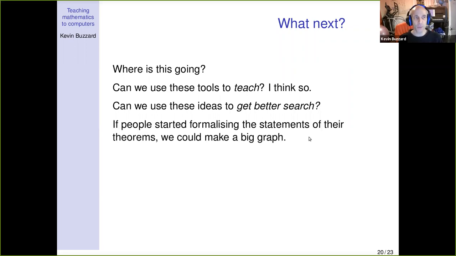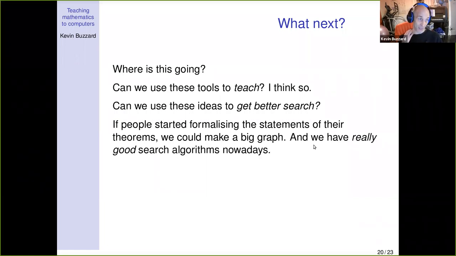If people started formalizing just the statements, then we could start making a very big graph. Formalizing statements of theorems is not difficult, right? Formalizing proofs takes a long time, but formalizing statements is not so difficult. And if we have a big graph of statements, then this is just the kind of thing that we can do. We have very smart search algorithms that can start looking for relevant statements and maybe start putting them together. We have sledgehammers. We have interactive theorem prover sledgehammers.